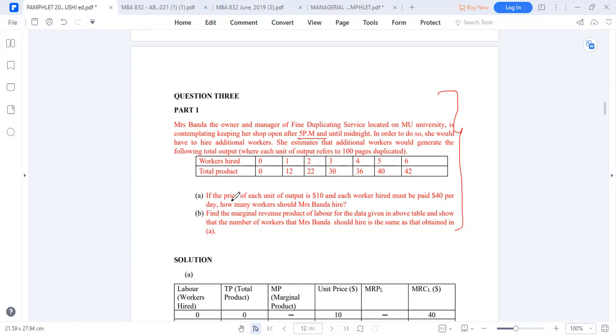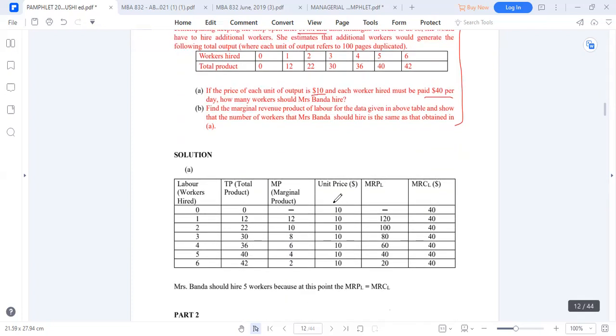So we want to know, if the price is $10 and each worker is hired and must be paid $40 per day, how many workers should she hire? So let's look at the number of laborers. We have 0 up to 6. The total product, we have 0, 12, 22, 30, up to 42. Are we together with this part that we've been given so far? We're just copying it into the production table. Are we together so far?